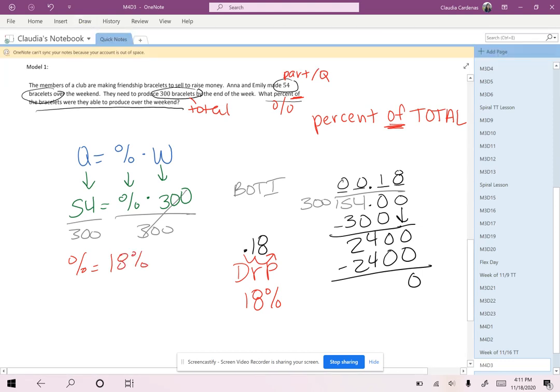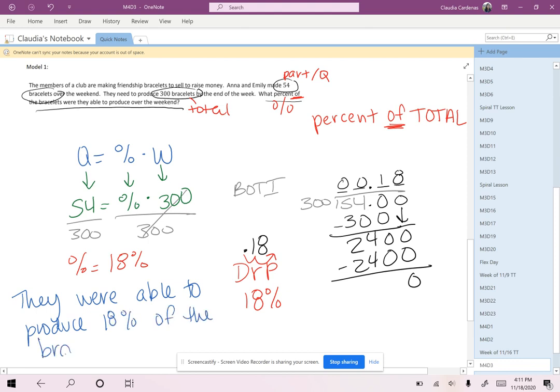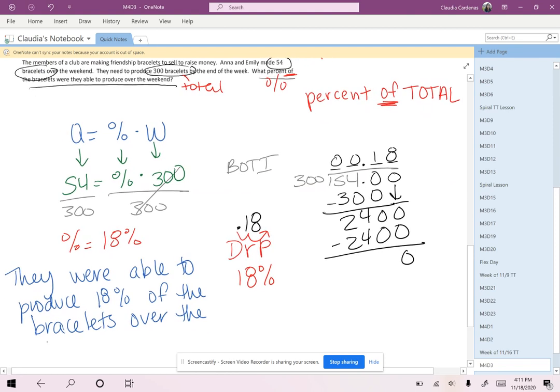So now that we have the percent, what is the question asking one more time? It says, what percent of the bracelets were they able to produce over the weekend? So they were able to produce 18% of the bracelets over the weekend. Alrighty, we're going to try one on our own before we see one more example.